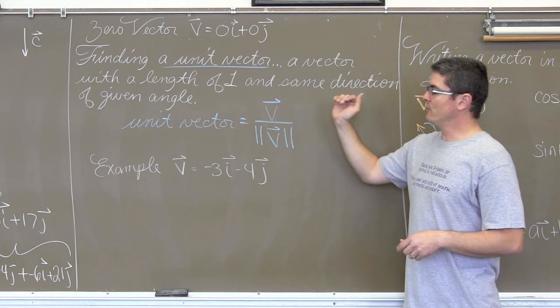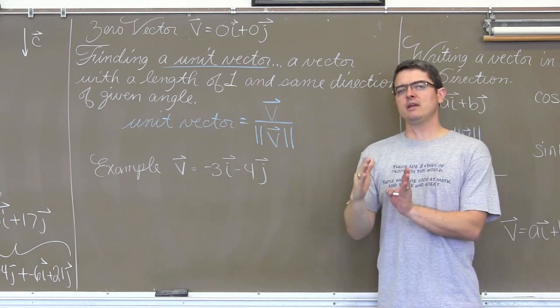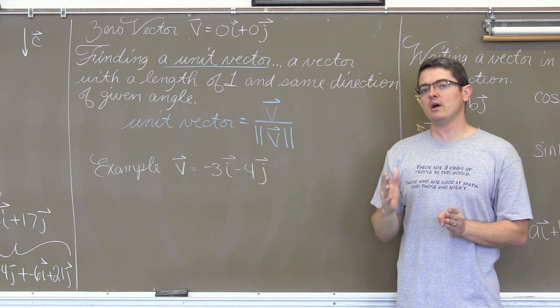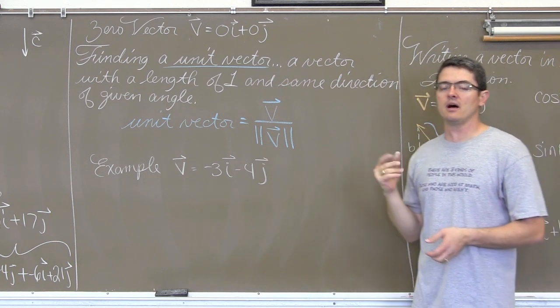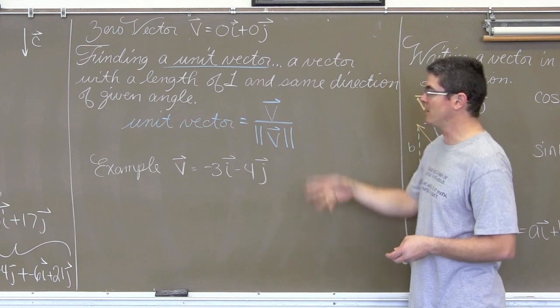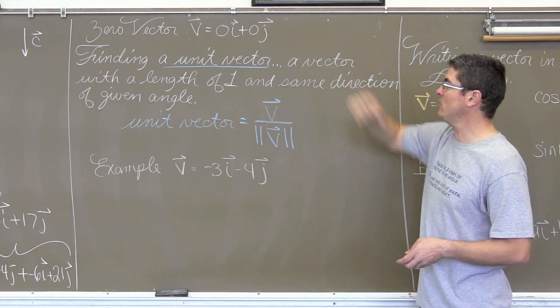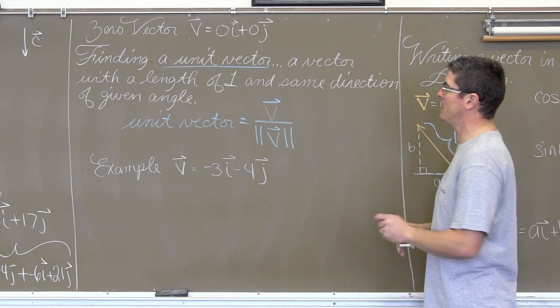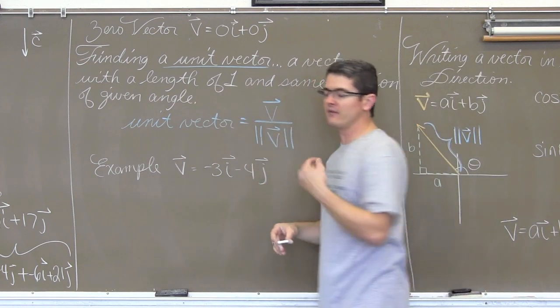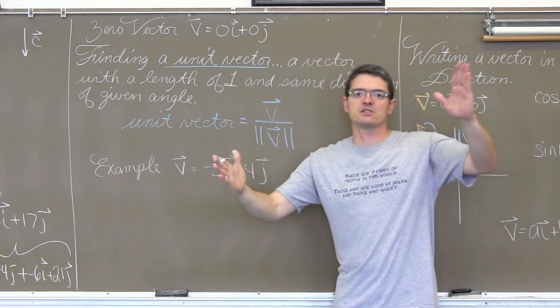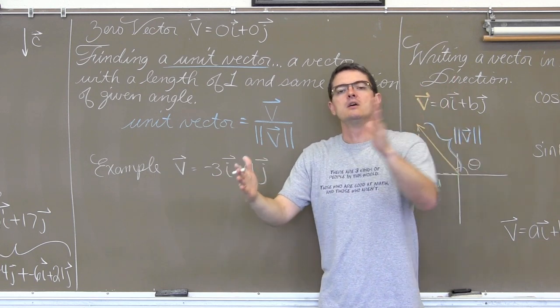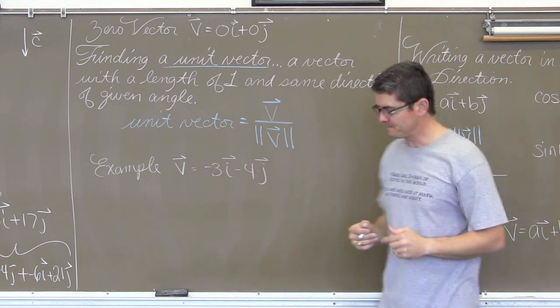If you need to take a vector and shrink its length to 1, and you will need to do that in some of the later formulas that we're going to use, not in this video, but we will need to be able to find unit vectors. So a unit vector is a vector with a length of 1 and the same direction as a given vector. So in other words, we're just going to take a vector and shrink it, whatever its length is, to a length of 1.